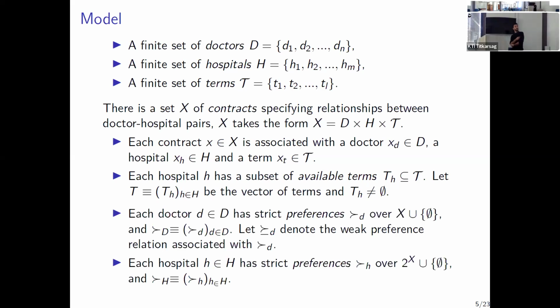Then I consider strict preferences for doctors over sets of contracts, sorry, but of course each doctor D will have preferences over the contracts that concern this doctor D. Same for hospitals, but here I consider subsets of contracts because it's a many-to-one framework. That's why a hospital can have a bundle of contracts, while a doctor can have only one contract. And I denote the weak preference of doctors with a standard symbol.